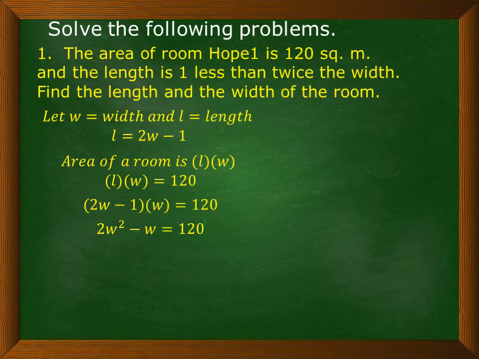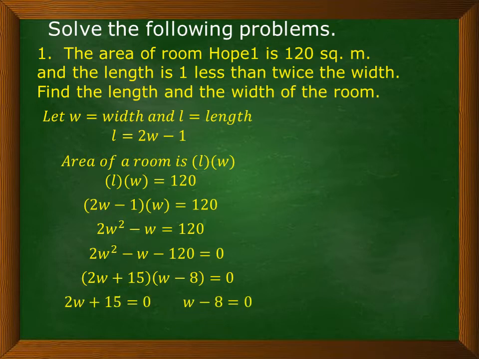Okay, then we transfer 120 to the left side, it becomes negative 120. So 2W squared minus W minus 120 equals 0. Then we can use now factoring, quadratic formula, or completing the square. So I'll just use factoring since it is factorable. So the factors are 2W plus 15 times W minus 8 equals 0. Then, using the zero product property, we have 2W plus 15 is equal to 0 and W minus 8 equal to 0. So each factor is equal to 0.